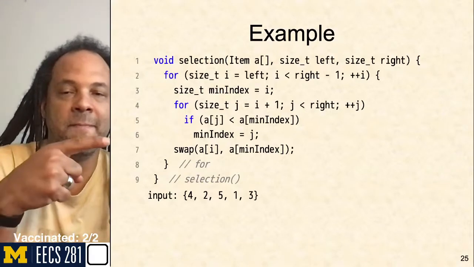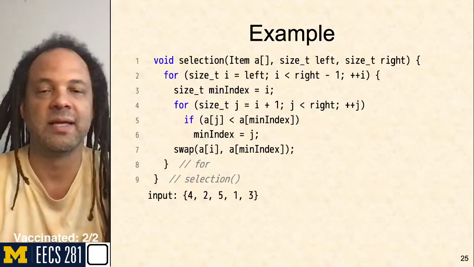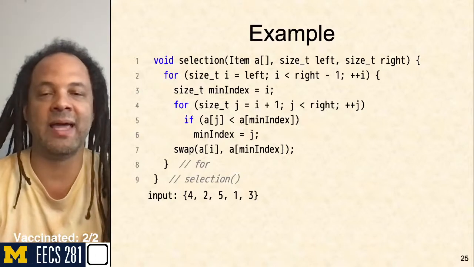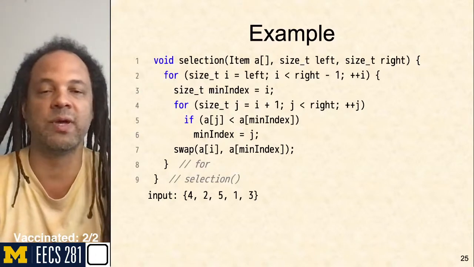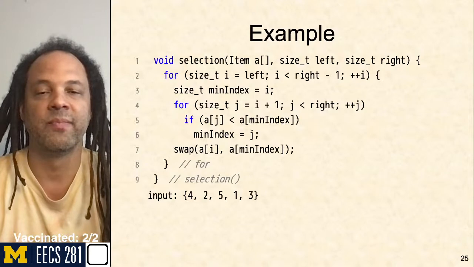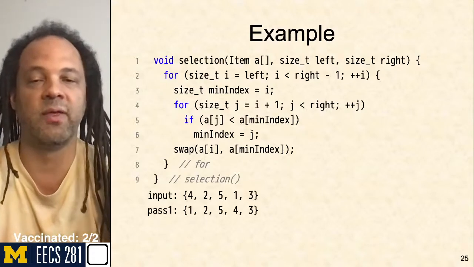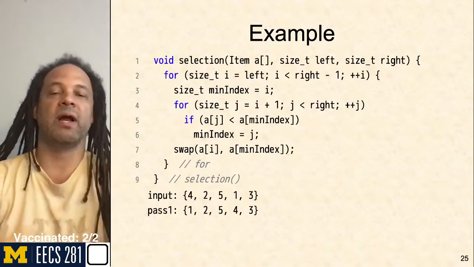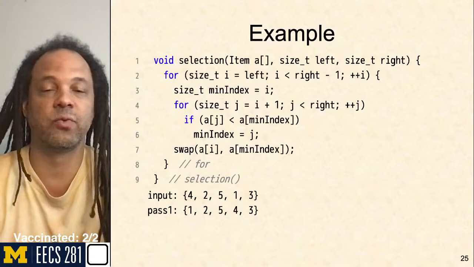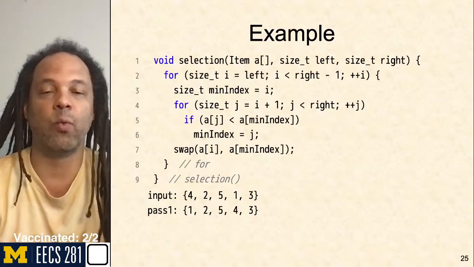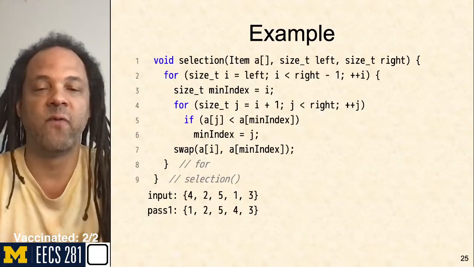I set that minimum index here in line 6. So after that first pass, it says my minimum index would be index 3 there, and then I'm going to do a swap from index 0 to index 3. So it puts the 1 in the first position and the 4 there in that fourth position, that index 3. So now after pass 1, I've got 1, 2, 5, 4, 3.